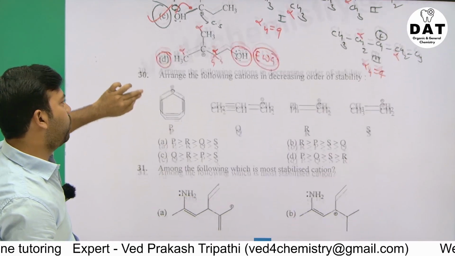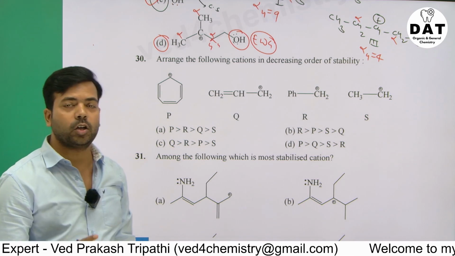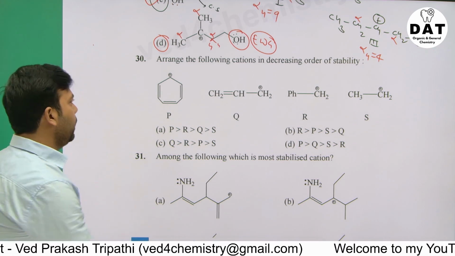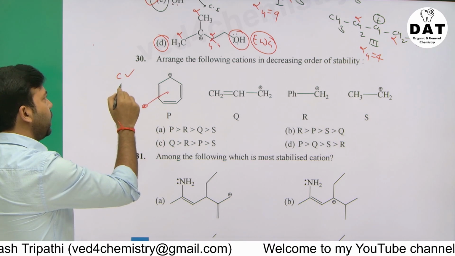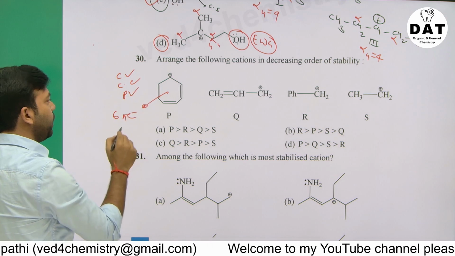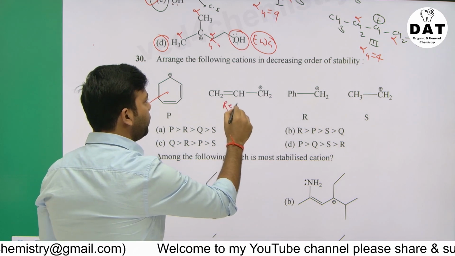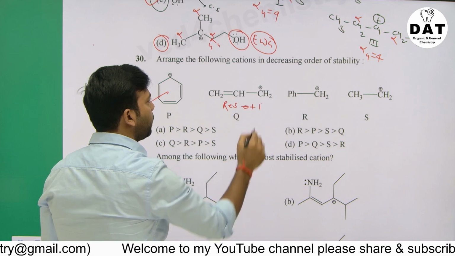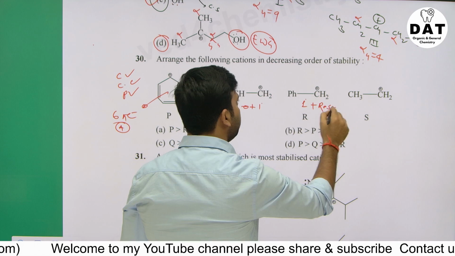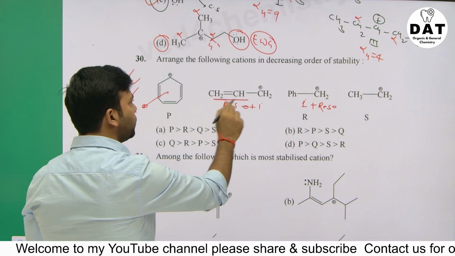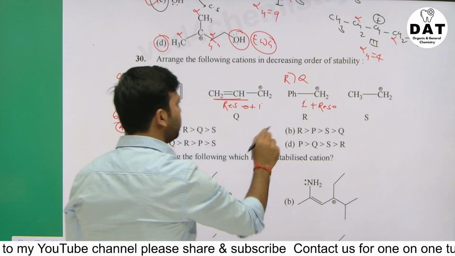Arrange the following carbocations in decreasing order of stability. Listen, I said that aromatic carbocations are always the most stable. And you can see this is my aromatic. Why? Because 6 pi electrons, this is cyclic, conjugated, planar, and 6 pi means aromatic. This is just a resonance with primary. This is just a resonance with primary. But yes, benzene has more resonance structures than this. So R is definitely more stable than Q.